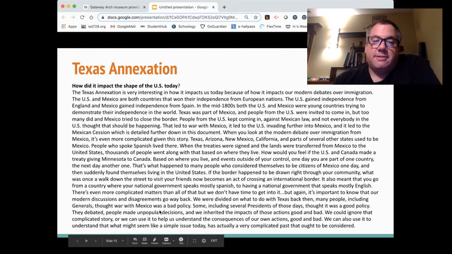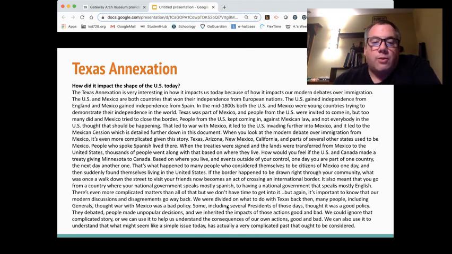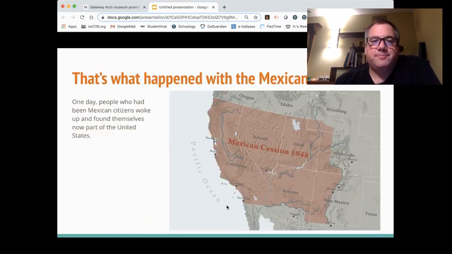People debated. They made unpopular decisions. And we inherited the impacts of those actions today, both good and bad. Now, we could ignore that complicated story, or we can use it to help us understand the consequences of our own actions, good and bad. We can also use it to understand what might seem like a simple issue actually has some very deep and complicated history to it.